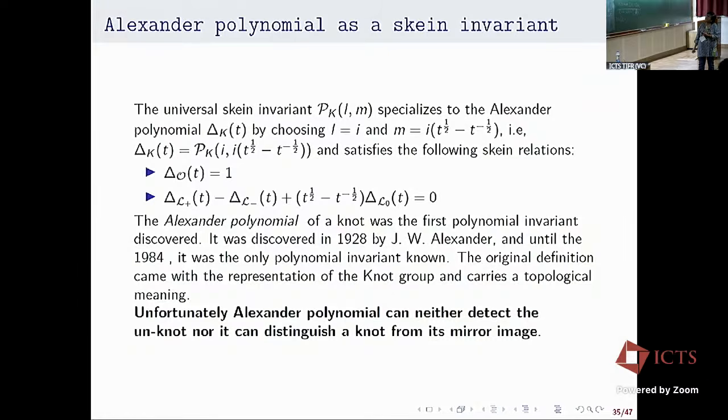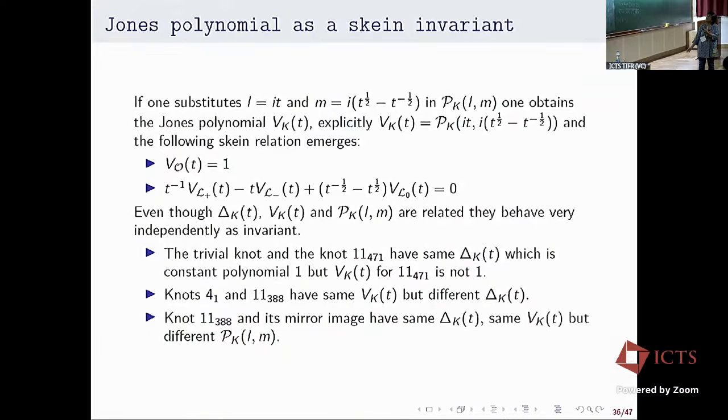But the Alexander polynomial has a drawback: it doesn't differentiate a knot from its mirror image. And it also doesn't detect a knot. There are non-trivial knots with polynomial 1. So even though it is very well understood, it's not that useful.